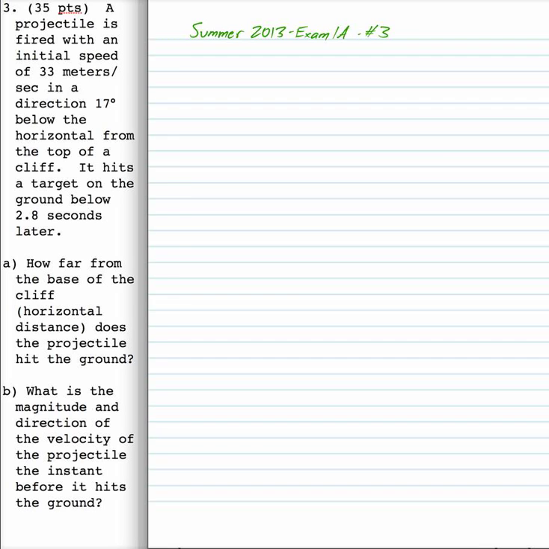Okay, you can see in the problem here that we've got a cliff and a projectile is being fired with an initial velocity directed 17 degrees below the horizontal. This thing will follow a parabolic path and end up with some final velocity the instant before it hits the ground.